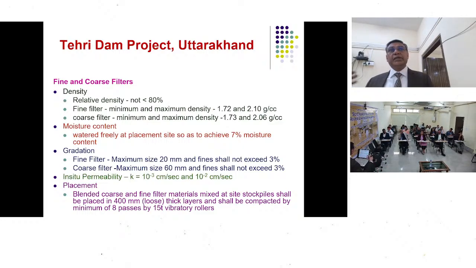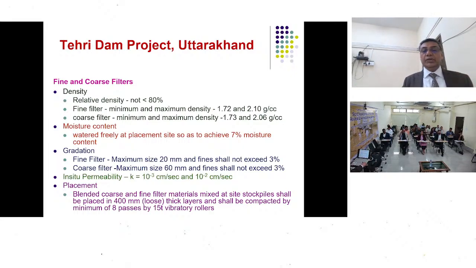So again you have sprinklers, you maybe have 1 or 2 passes, some sprinklers, then some passes, and finally you achieve the required density and moisture content. This is the whole process in which you carry out your quality assurance. Gradation, fine filter, coarse filter, in situ permeability 10⁻³ to 10⁻².